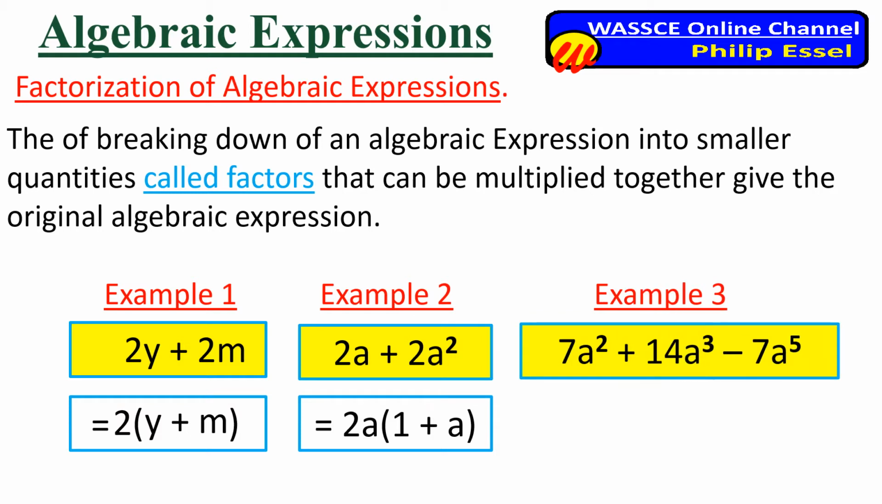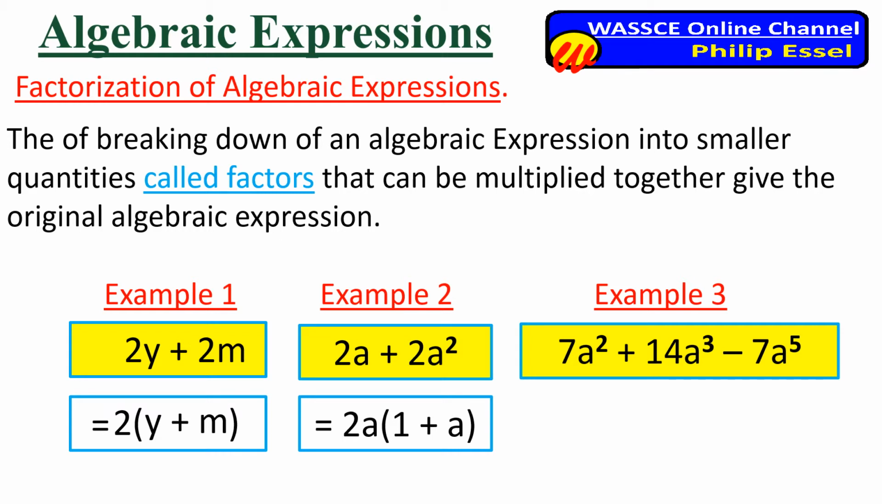Let's look at another example. Here we have been given 7a squared plus 14a cubed minus 7a exponent 5. This is an example of a trinomial expression. It is a three-term expression. That is why the term trinomial expression.